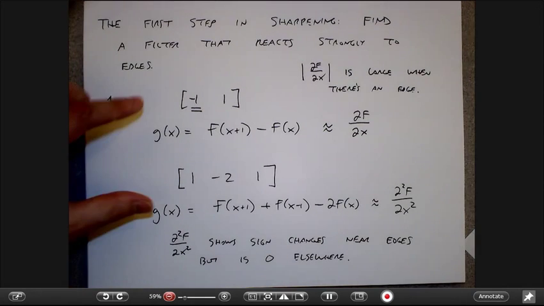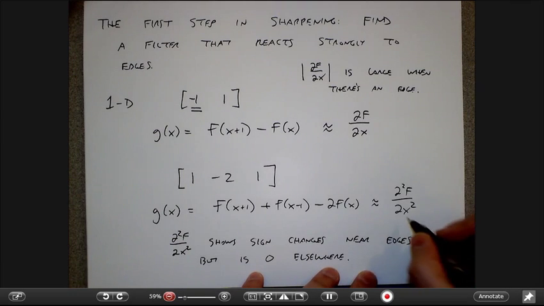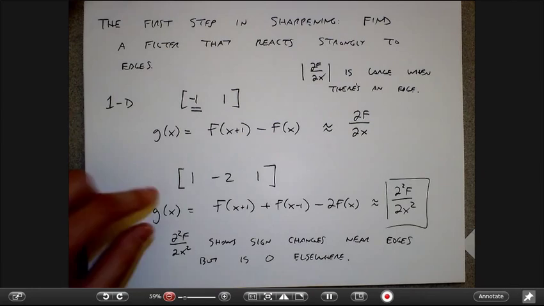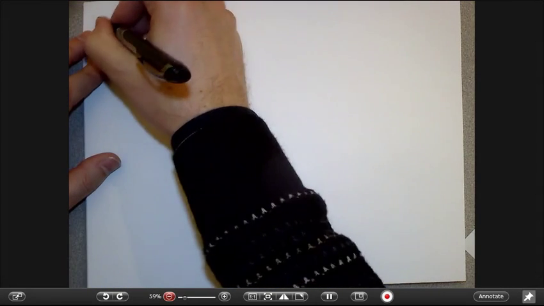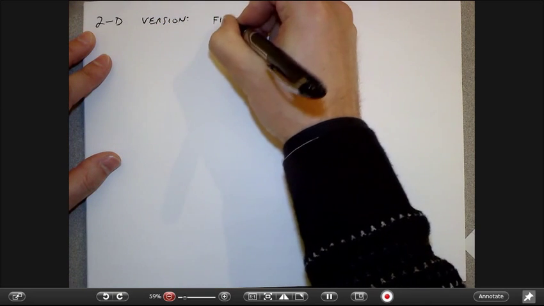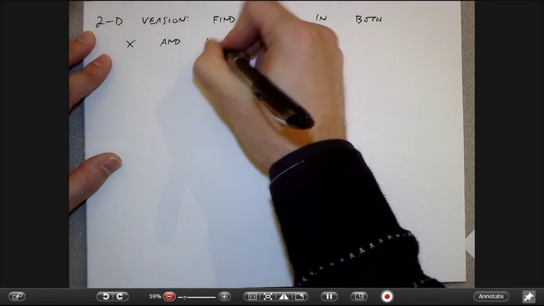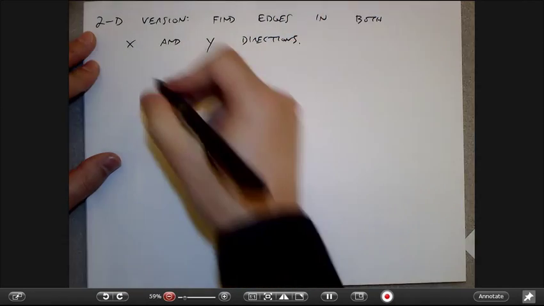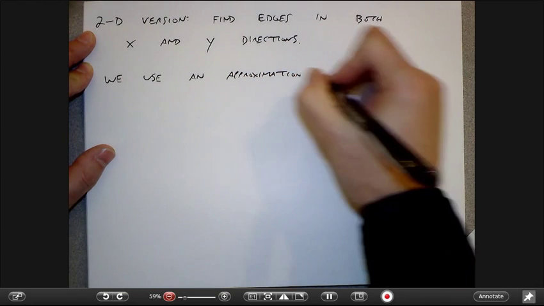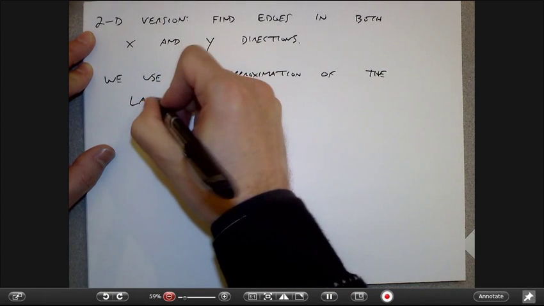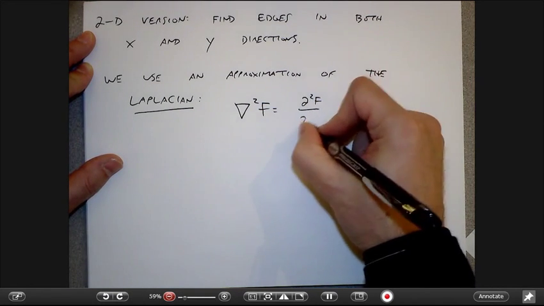And so what are the two-dimensional analogs to these filters? Let's focus on this guy for the moment. What I want to do is apply this operation both in the x direction and in the y direction. So the 2D version is to find edges in both x and y directions. And so we use an approximation of what's called the Laplacian. That's just a fancy word for taking the second derivative in x and adding it to the second derivative in y.